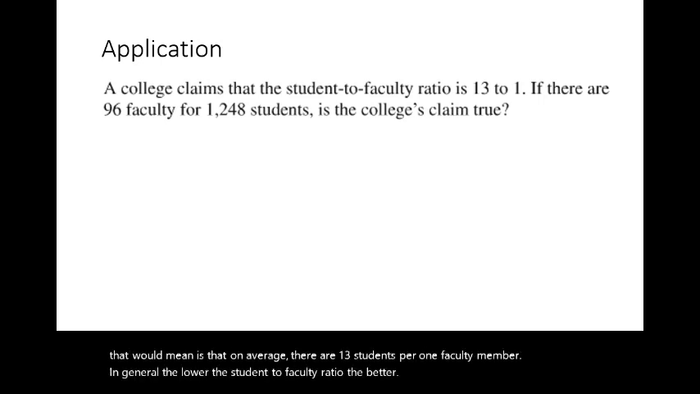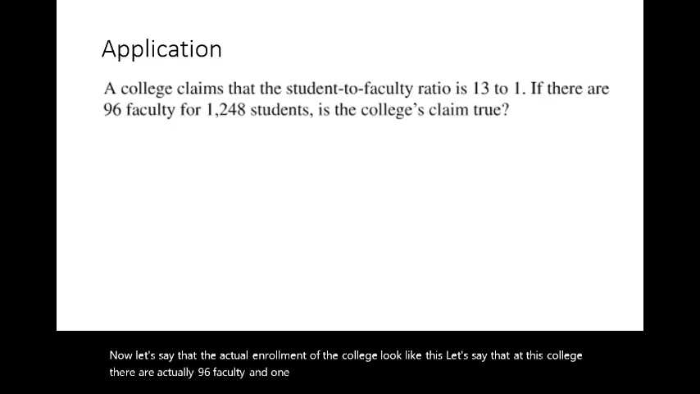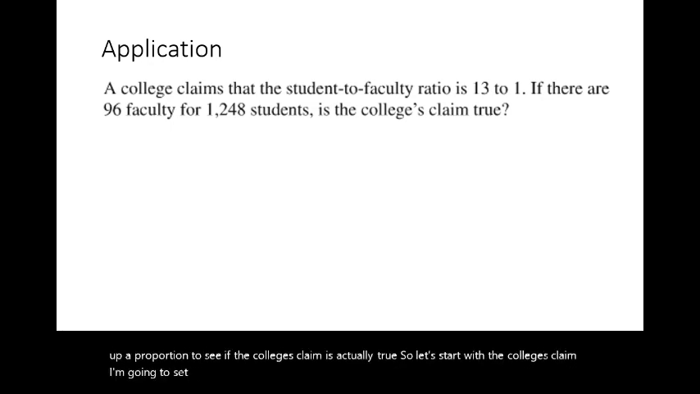Now let's say that the actual enrollments of the college look like this. Let's say that at this college there are actually 96 faculty and 1,248 students. So what we're going to do is set up a proportion to see if the college's claim is actually true. So let's start with the college's claim. I'm going to set up this 13:1 as a ratio. Now the 13 stands for students and the 1 stands for faculty.